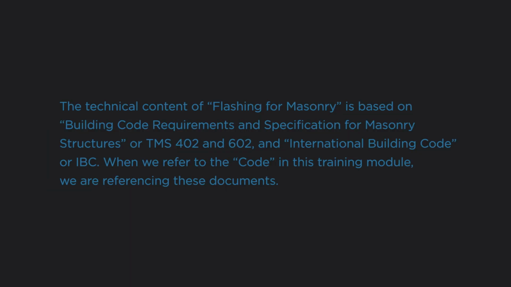The technical content of flashing for masonry is based on building code requirements and specification for masonry structures, or TMS 402 and 602, and International Building Code, or IBC. When we refer to the code in this training module, we are referencing these documents.